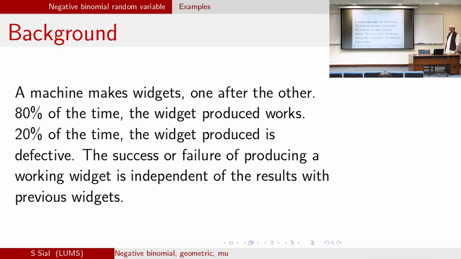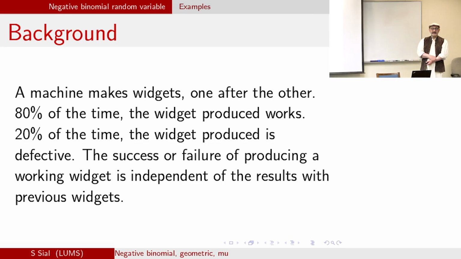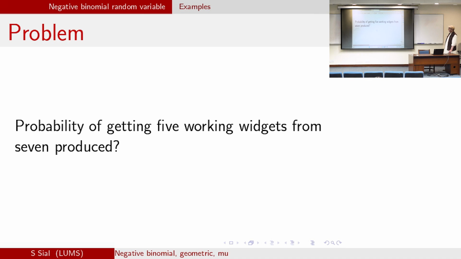Okay, so we have a machine which produces widgets. 80% of the time you have a success, the widget works. 20% of the time you have a failure, the widget is defective. And this process is independent, right? So one trial after the other, you get your widgets. The success or failure of a previous widget doesn't influence the success or failure of a current widget. Okay. We're asked, what's the probability of getting 5 working widgets from 7 produced?